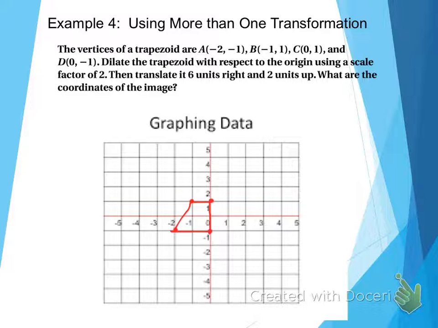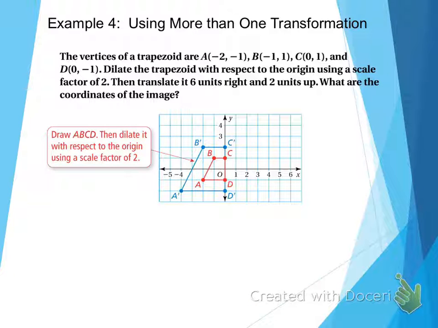Just remember here that -2, -1 is A, this is B, C, and D. So now the first thing that I'm going to do is it asks me to dilate the trapezoids with respect to the origin using a scale factor of 2. So I'm going to go ahead and multiply all of these by 2. So instead of having 0, 2, I'm going to have 0, 4. And so on, so on. So you should have a shape that looks like this now.